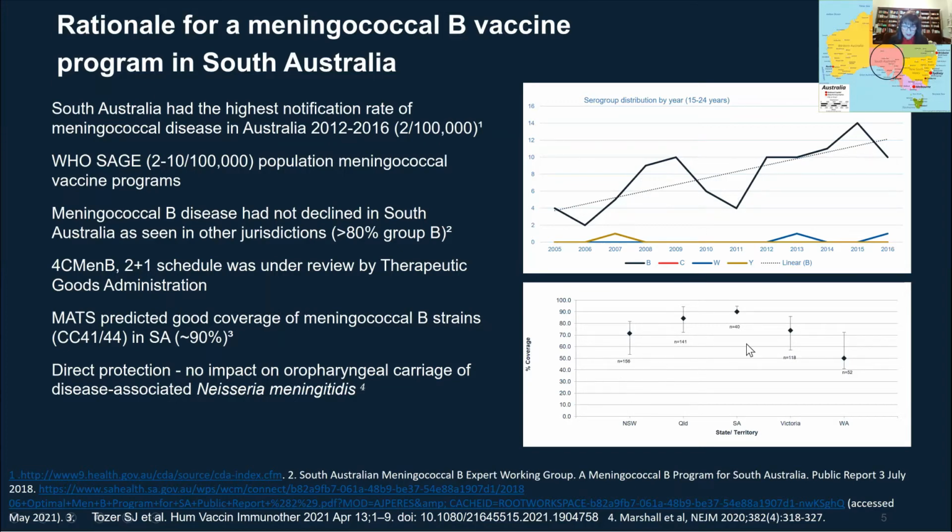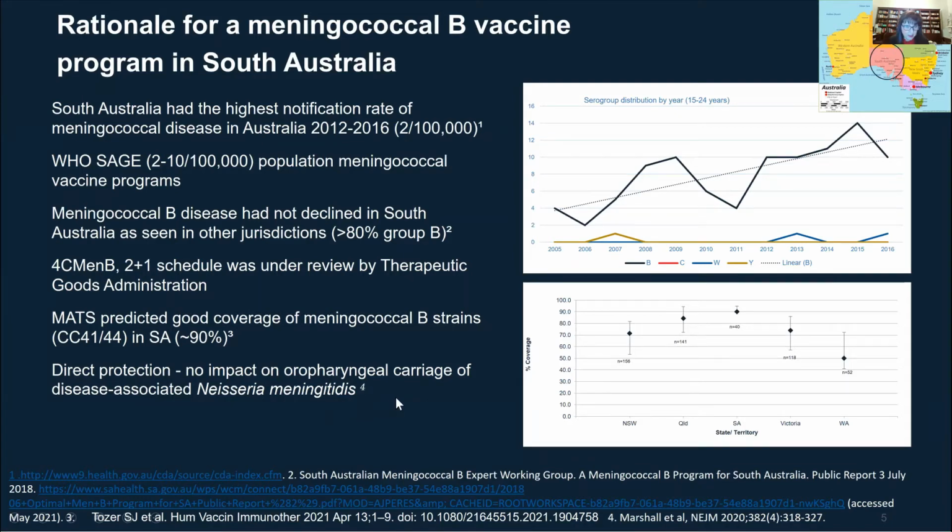But if I show you then the MATS testing, you'll see the states are down on the x-axis there, and the predicted coverage you see for South Australia in the middle there. Our predicted coverage was 90%. So the vaccine should have protected against 90% of the isolates causing disease in South Australia.